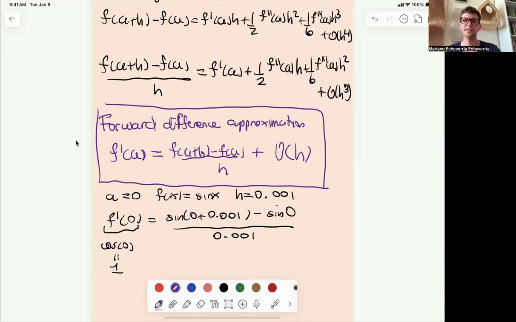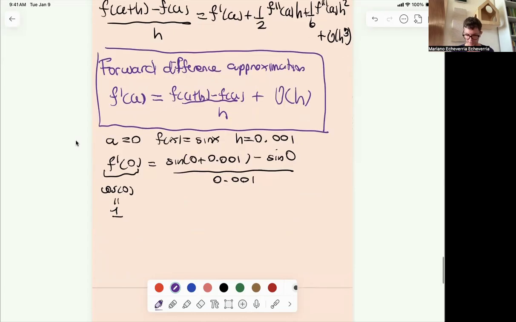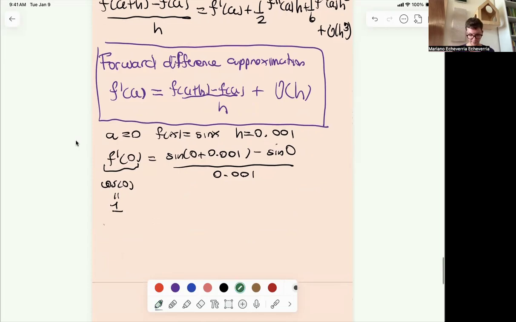Now, the cool thing, and this is the interesting part, is that this is not the best way you could approximate the derivative. There are better approximation schemes, which use Taylor's formula in more clever ways. So let me show you another approximation scheme. This is actually an improved one, and you'll see why it's an improvement.